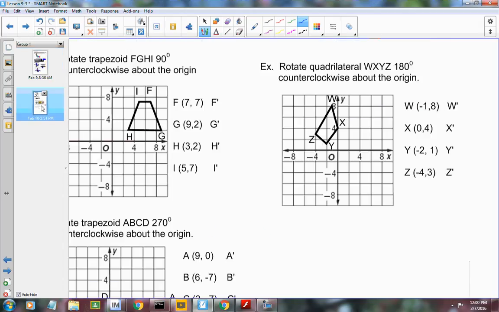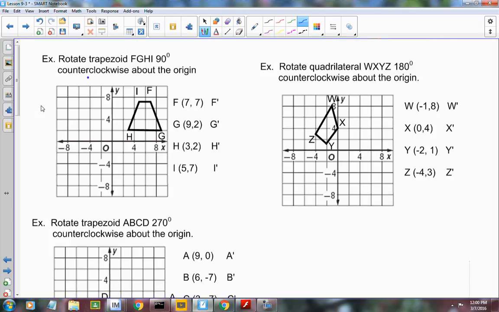Okay, so let's work a few problems. We want to rotate trapezoid FGHI 90 degrees counterclockwise about the origin. Okay, what's the rule for 90 degrees counterclockwise? The y changes signs and they switch places. So this becomes (-7, 7), (-2, 9), (-2, 3), and (-7, 5). So you change the y and they switch places.